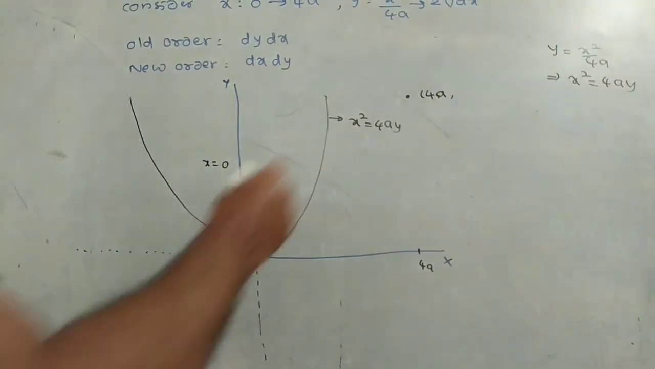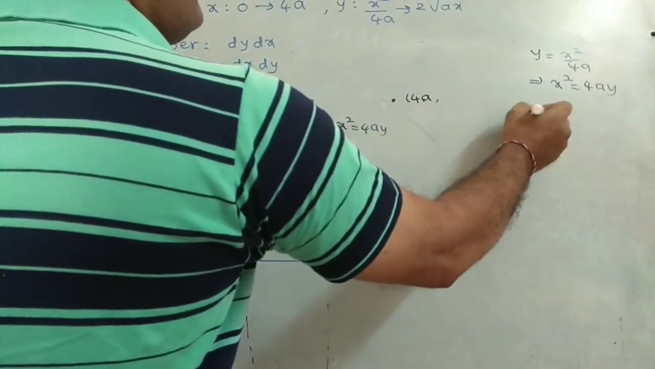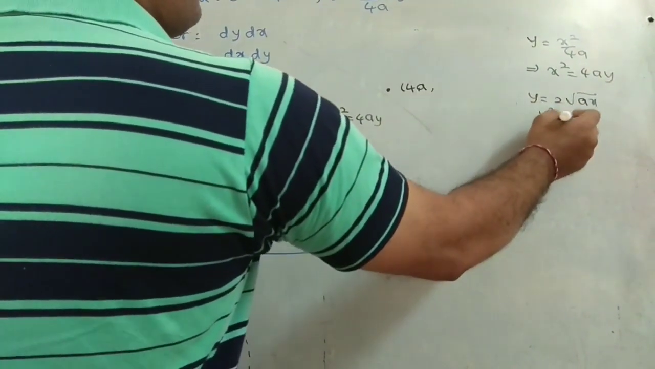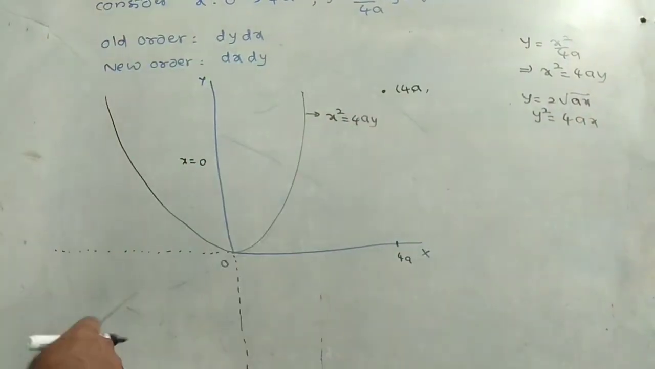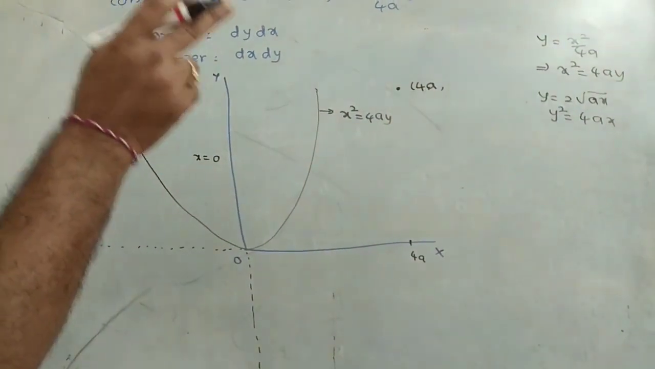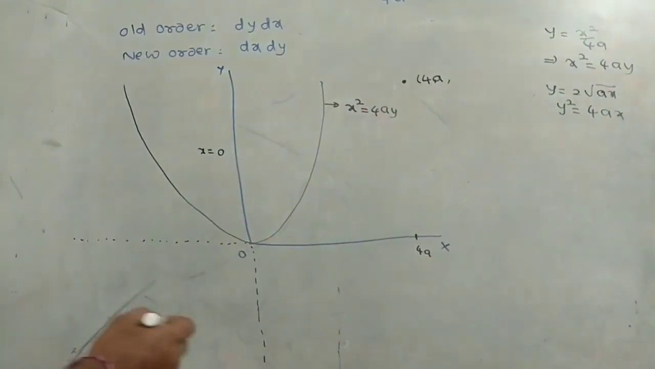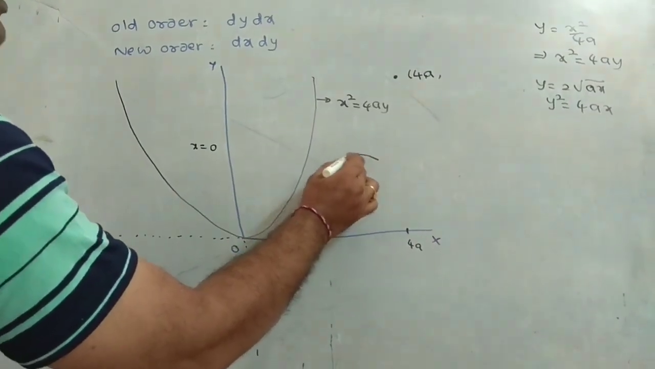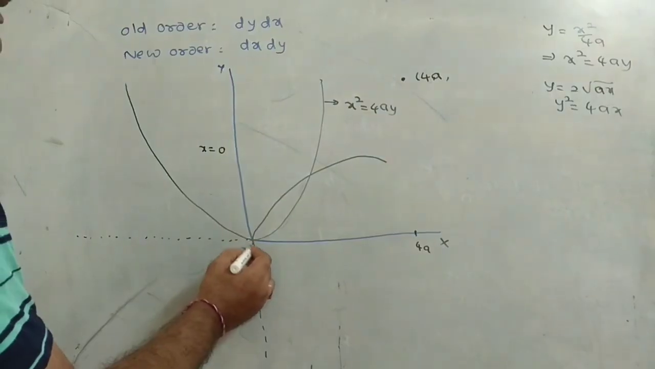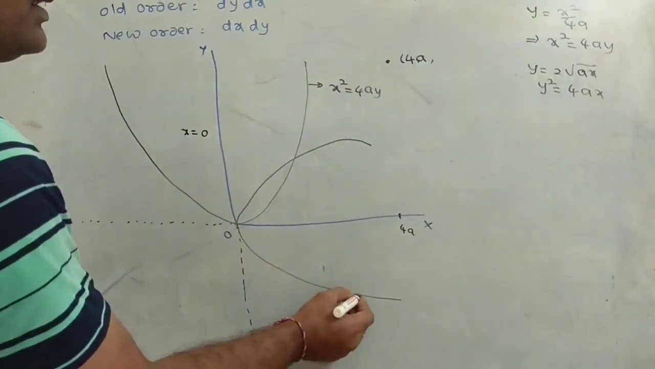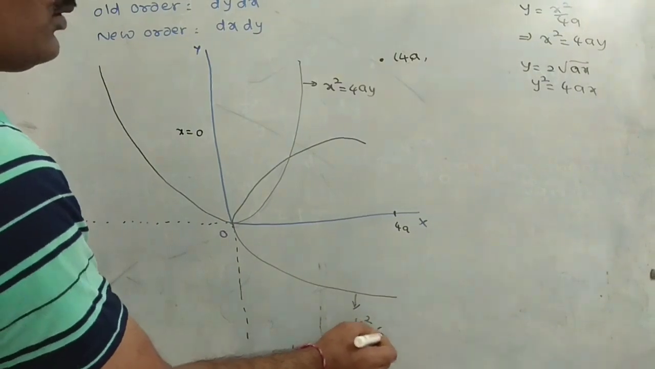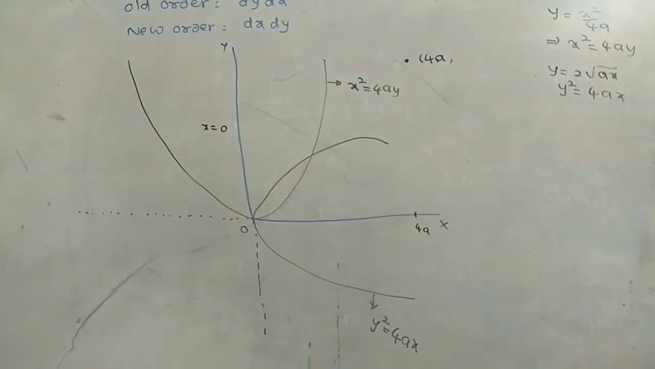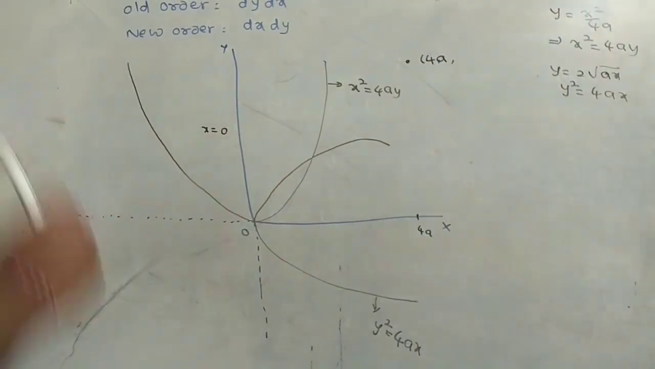Now coming to the next one. What is the next y value? Your next y value is y equal to 2 root ax. Squaring on both sides, y square equal to 4ax. This is also a parabola equation that is symmetric about the x-axis. Symmetric about the x-axis means you should construct it here. So this is your construction, symmetric about the x-axis. This is your y square equal to 4ax.